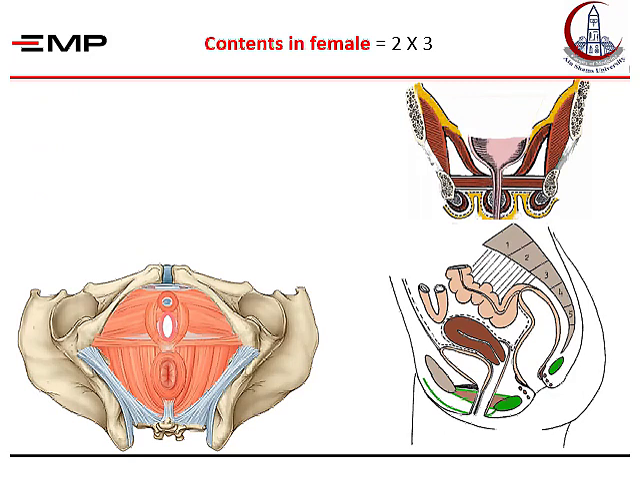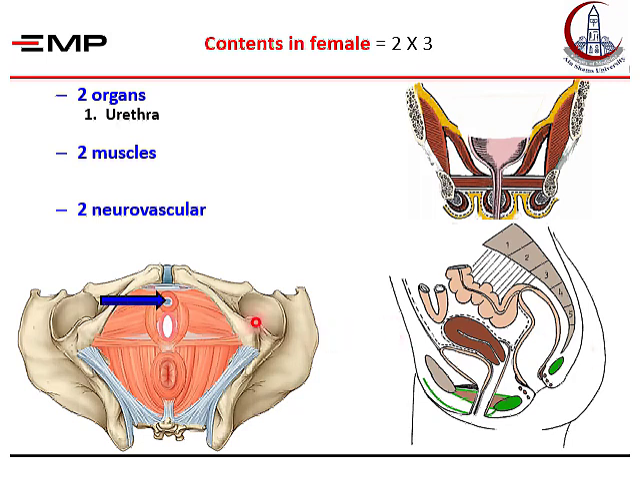Okay, now let's see the contents of the female. They are also 2 times 3: 2 organs, 2 muscles, 2 neurovascular structures. The 2 organs that we have here are the urethra. Remember that the urethra in the female is one structure not divided into parts, because it's only 4 centimeters in length. And we have the vagina behind it. Okay, we don't have a gland here.